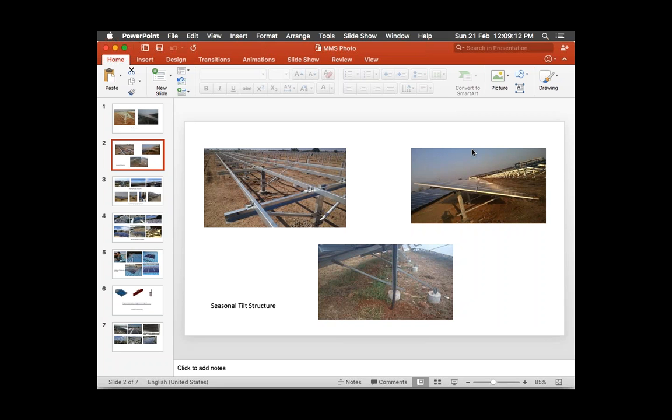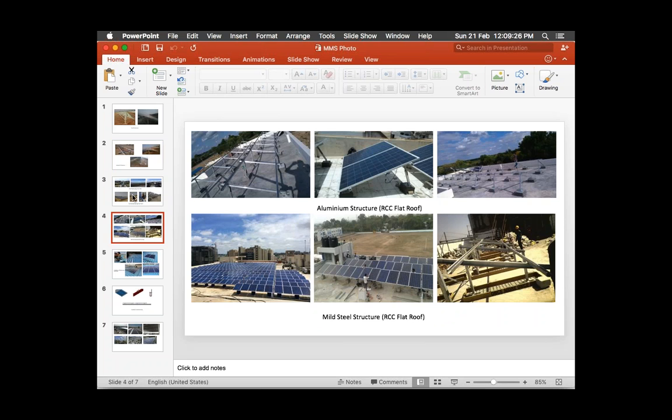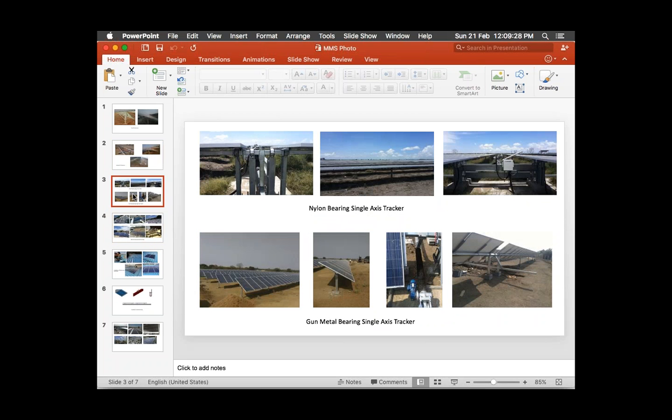Okay. Maybe one of the last questions that we can have is: what is the reliability of a single axis tracker? People are very apprehensive that a single axis tracker will bring in a lot of O&M issues and other things. However, that's not the case. The components which are used, see, steel is steel. You use it in fixed, you use it in seasonal, you use it in single axis. But what about the rotation?